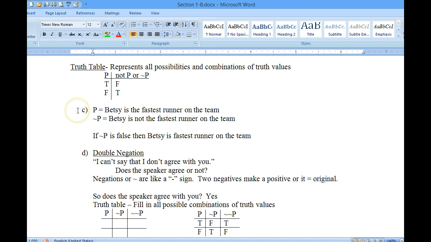Let's move to the next example, C. Our proposition P is Betsy is the fastest runner on the team. So not P, the negation of the above proposition, is Betsy is not the fastest runner on the team. If not P is false, then Betsy is the fastest runner on the team. So if we come up here, not P, if this proposition or the negation of it is false, then the first one, or the proposition, is true.